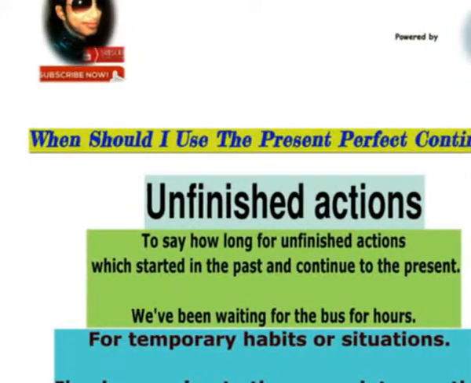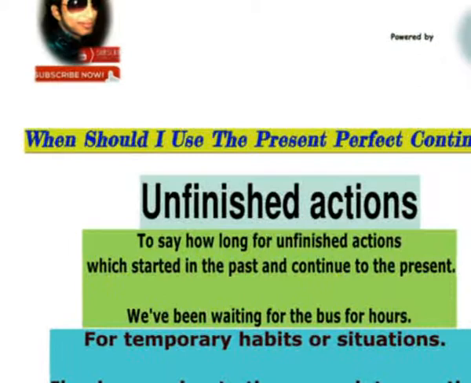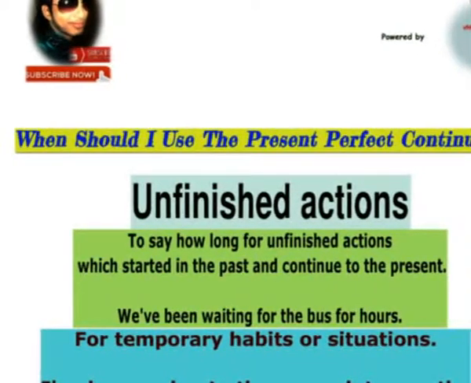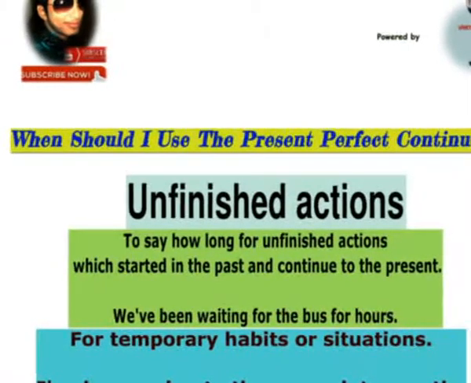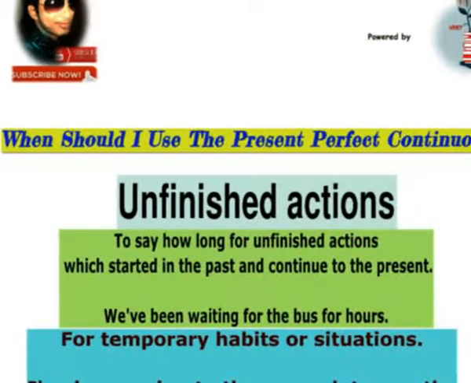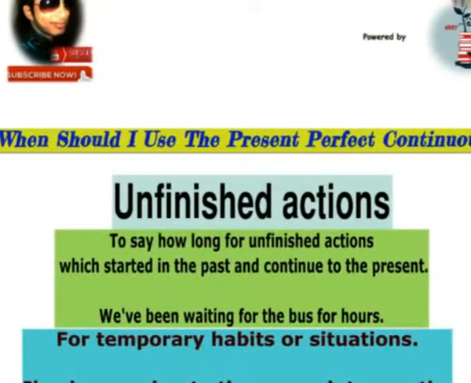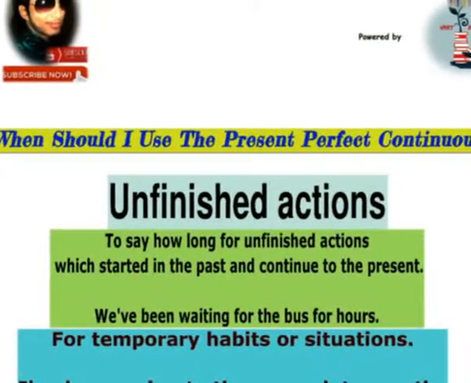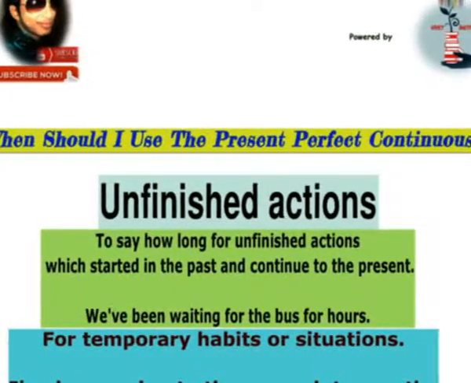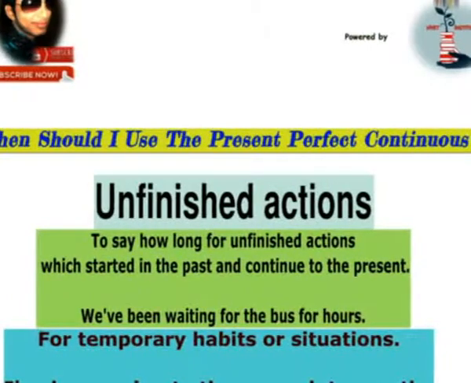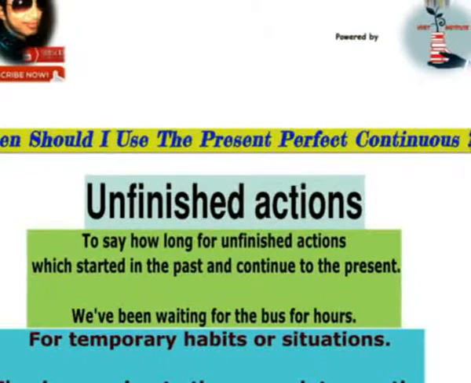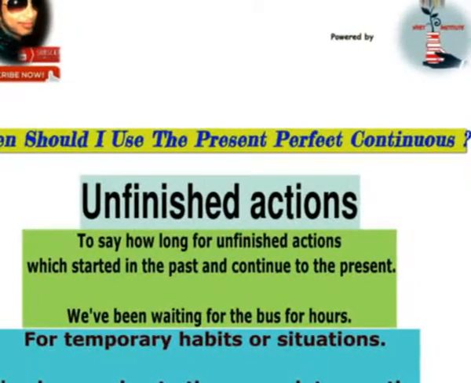When should I use present perfect continuous? Unfinished action and finished action, exactly the same as he told in the earlier present simple tense. For the present perfect continuous tense, there is also an unfinished and a finished use. Unfinished actions mean the action being done by the subject may be unfinished. It shows how long an unfinished action, which started in the past, continues to the present. We have been waiting for a bus for an hour. So we are waiting for a bus, but still we did not get a bus. So we have been waiting.